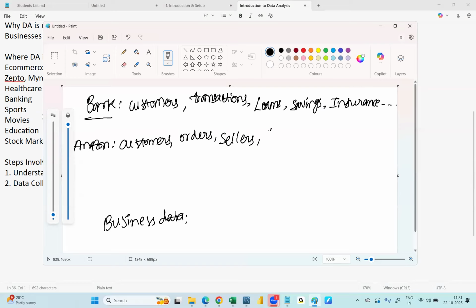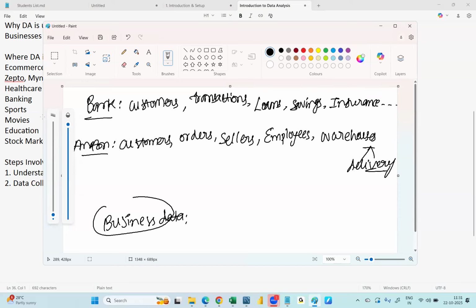I can also expect details about the employees working in Amazon. And you will find warehouses for every company like Amazon. Suppose in India, or in every place, some warehouses will be there, and from there the delivery happens. In this way, every company stores different types of data. That is what we call business data. Business data means whatever the type of business, related data will be generated.